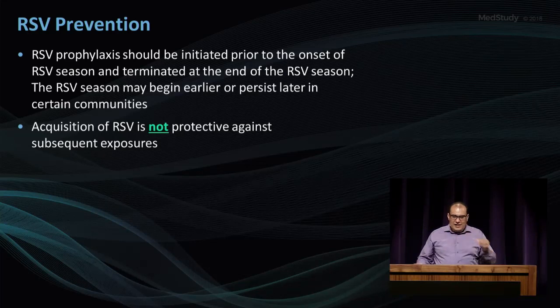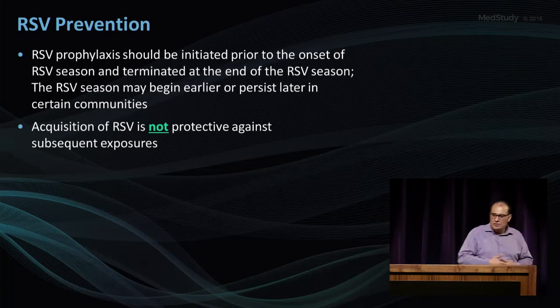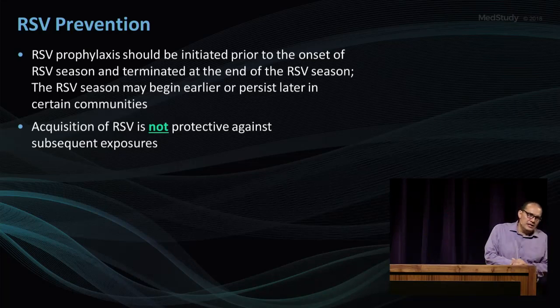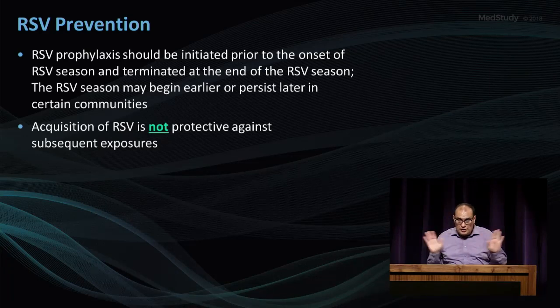So RSV prophylaxis should be initiated prior to the onset of the season, which makes sense. It's a passive immunity that lasts for 4 weeks, correct? So before the season, then you continue until the season ends. And that's also another question: oh, this kid has RSV bronchiolitis, he is immune, and he should not get the RSV prophylaxis. Immunity for RSV is not lifelong immunity. It's not protective for subsequent exposures.